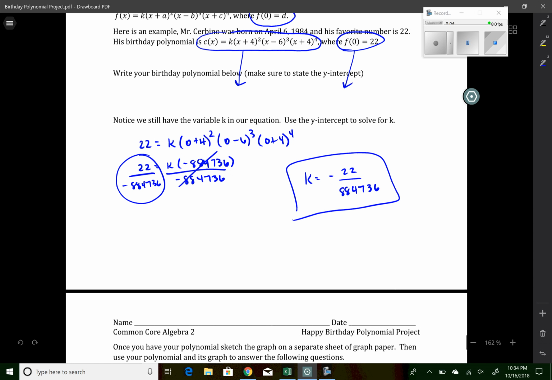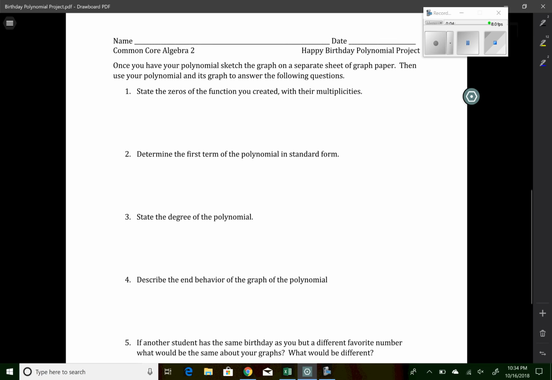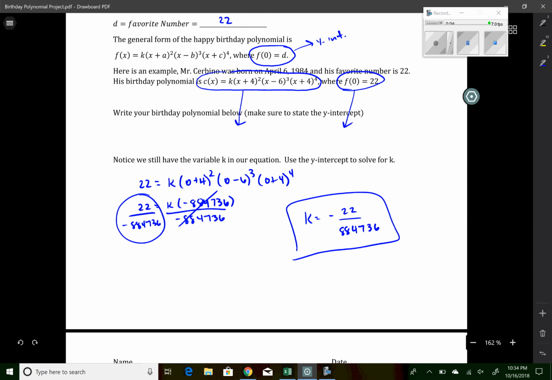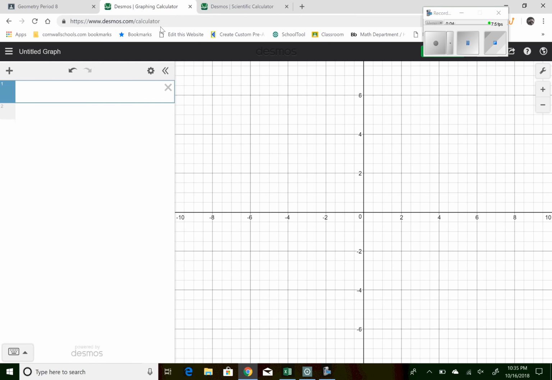Now, the questions on the back can all be answered using the Desmos calculator, right? And I'm going to show you how to use the Desmos calculator now that we know our equation. So to get to the Desmos calculator, we go to the internet and type in desmos.com/calculator, and this pops up. So I want to first start by making a parenthesis, the same way you'd make a parenthesis if you were typing an essay or something like that. Type in negative 22 divided by, which is your slash mark next to the shift button, and that 884736 number, and then end your parenthesis.